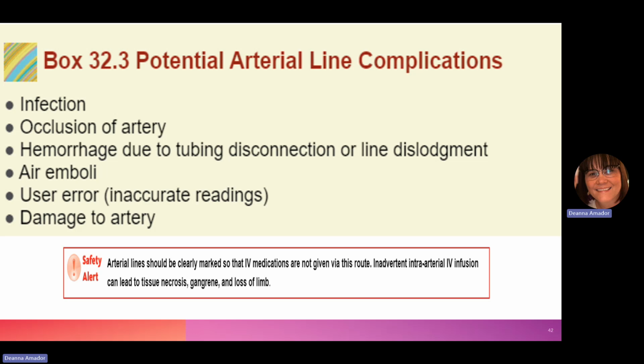You can have an air embolism if the bag is empty or if you have air in the tubing, or you can have inaccurate readings or damage to the artery. The other thing, it says here, it's safe practice to have arterial lines clearly marked so that IV medications are not given through this route. Obviously, we do not put any medications through an arterial line. Inadvertently giving IV infusions can lead to tissue necrosis, gangrene, or even loss of a limb. So a lot of times we will label these arterial lines and have them say no medications.